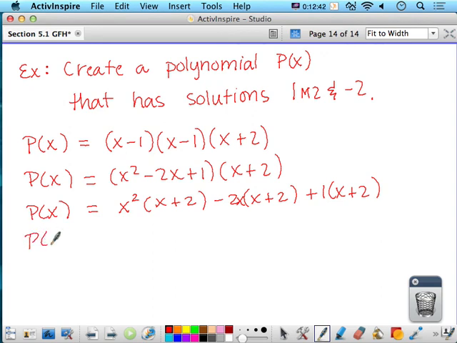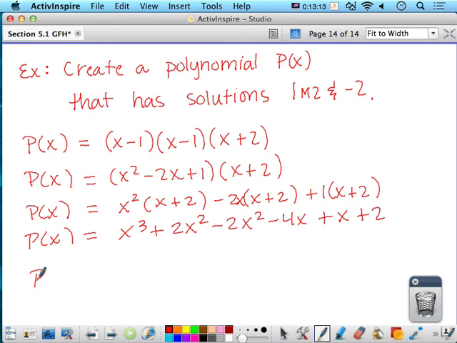So we can see that P of x equals x squared times x plus 2, then minus 2x times x plus 2, which is minus 2x squared, and minus 2x times positive 2 is minus 4x, and then distribute the positive 1 and we get positive x plus 2. What I like about that method is your like terms will always be situated together. So I showed this to another class yesterday and I wasn't sure if you guys had ever seen it. So I wanted you to at least have the option to see it.